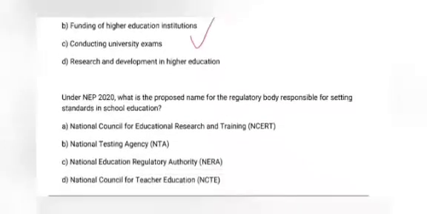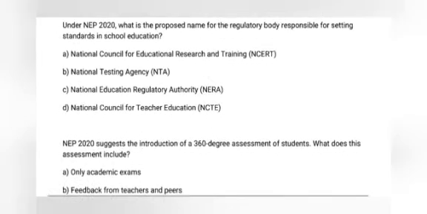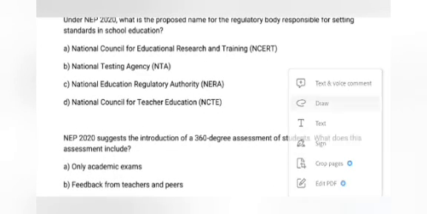So next question, under NEP 2020, what is the proposed name for the regulatory body responsible for setting standards in school education? This is a very basic question. I think I have already discussed about it. So it will be NERA, National Education Regulatory Authority, NERA.